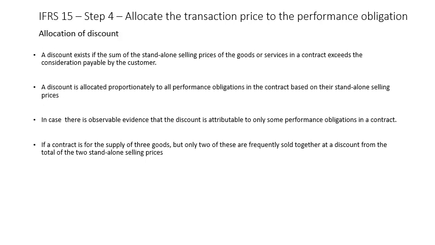Allocating discount. A discount exists if the sum of the standalone selling prices of the goods or services in a contract exceeds the consideration payable by the customer. A discount is allocated proportionately to all the performance obligations in the contract based on the standalone selling price, unless there is observable evidence that the discount is attributable to only some performance obligations in the contract. This might be the case if a contract is for the supply of three goods, but only two of these are frequently sold together at a discount from the total of the two standalone selling prices. Let's look at a case study to understand this concept in a better way.